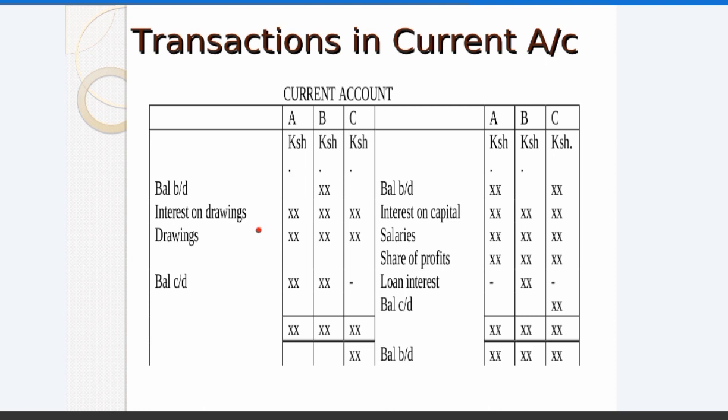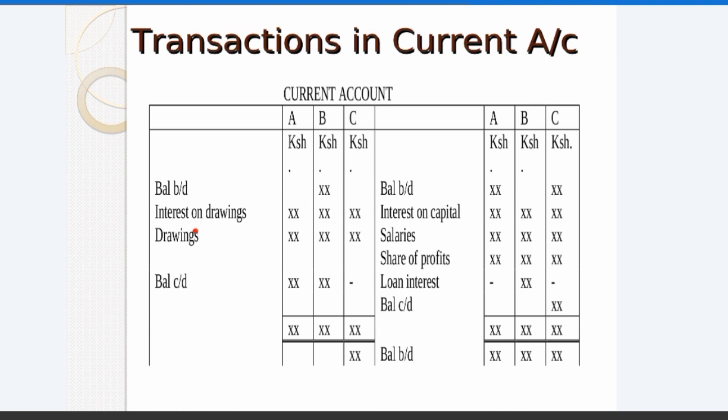Then their current interest will reduce on three fronts. You can see from our current account, we only have two, but we have three. The first one that will reduce the current interest of the partners is the interest they pay on drawings. So any interest that they pay on drawings will reduce their current interest.